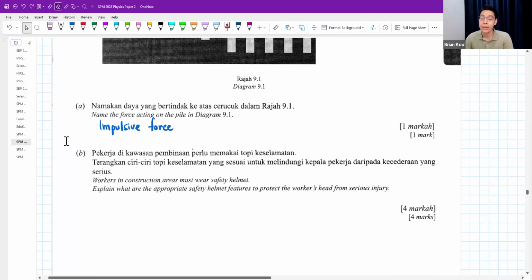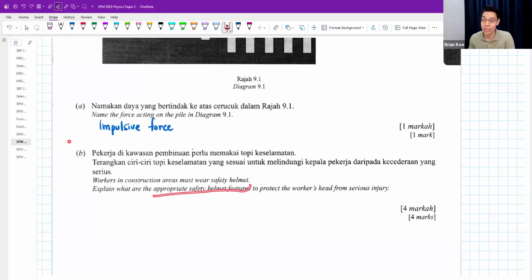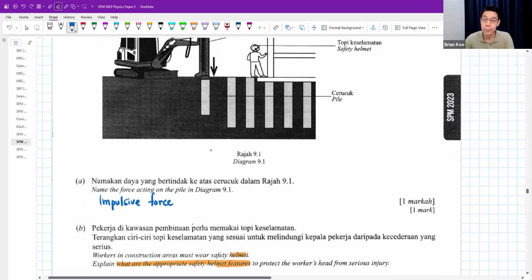But B, the workers must wear a safety helmet in the construction area. Explain appropriate safety helmet features. Explain what are the features in the helmet to protect the worker's head from serious injury. Okay, 4 marks. So 4 marks feels a bit scary because you're just talking about the helmet.